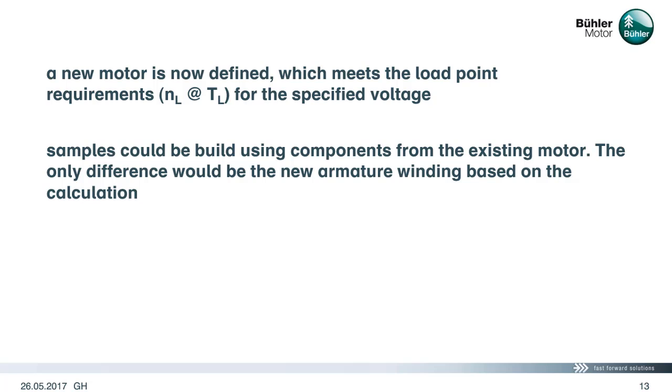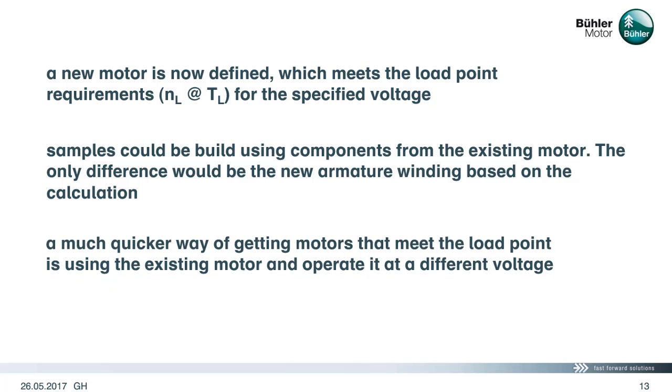Samples could be built using components from the existing motor. The only difference would be the new armature winding based on the calculation. A much quicker way of getting motors that meet the load point is using the existing motor and operate it at a different voltage.